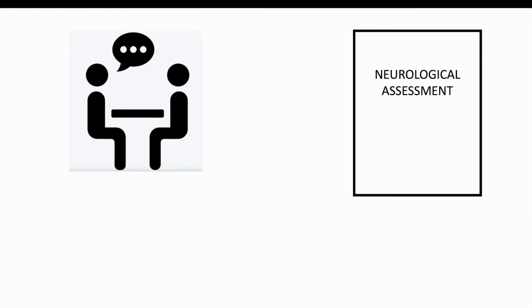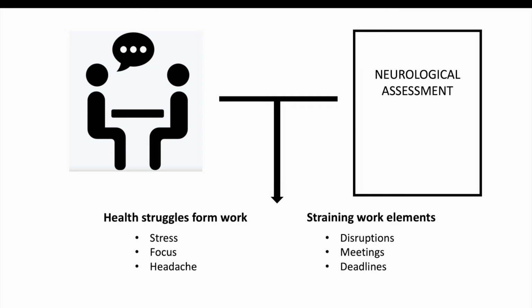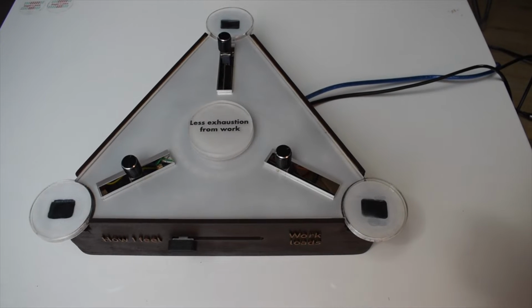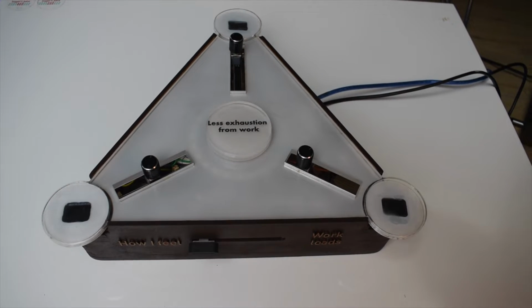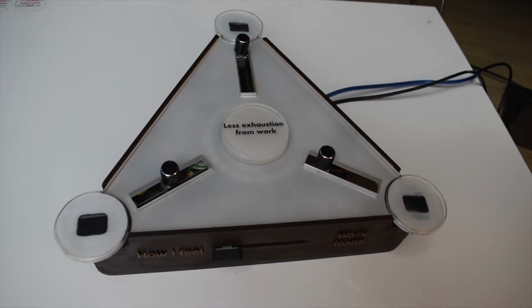From coaching sessions and neurological assessments, the ABI reintegration coach can identify what the 3 most relevant physical struggles of the employee are and the 3 work elements that influence their health the most. These results are then integrated into the tool. It is designed to be used after a day of work to reflect on how that day made you feel and what work elements you did.